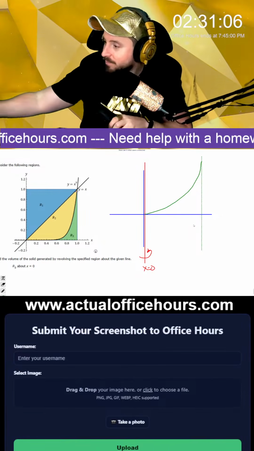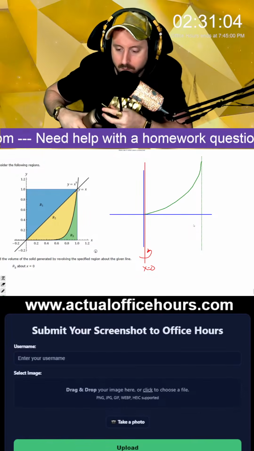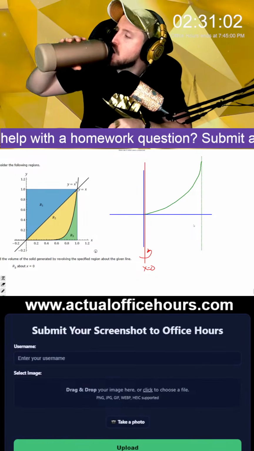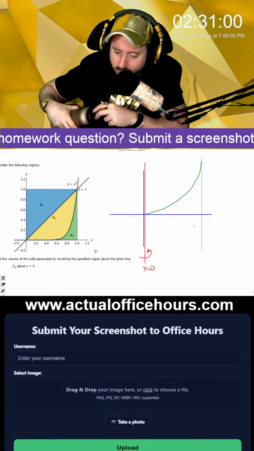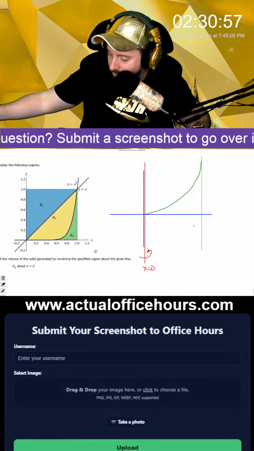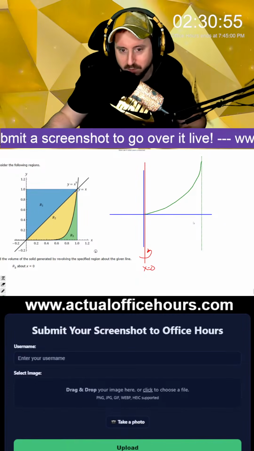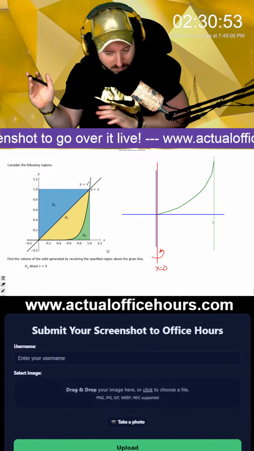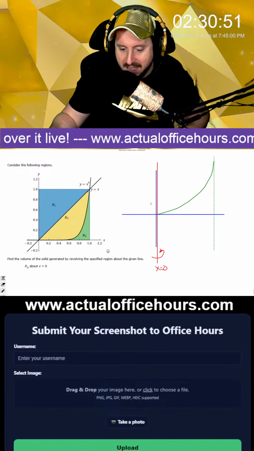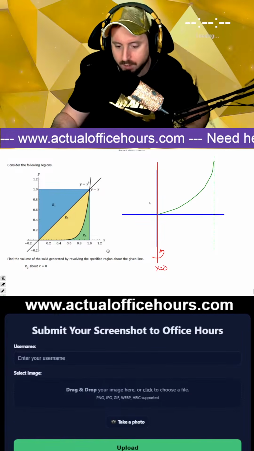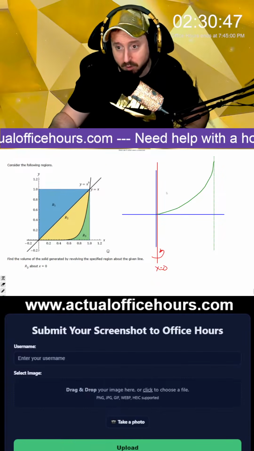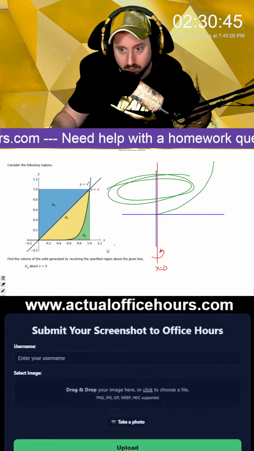Can you do it using washers and then show me what shell is? Yeah, I'll show you both. Honestly, I hate shells, but we'll do the disk method. Disk and washer are the same thing. It just matters whether there's a gap, the hole. This one does have a hole, right? This is going to be the hole.